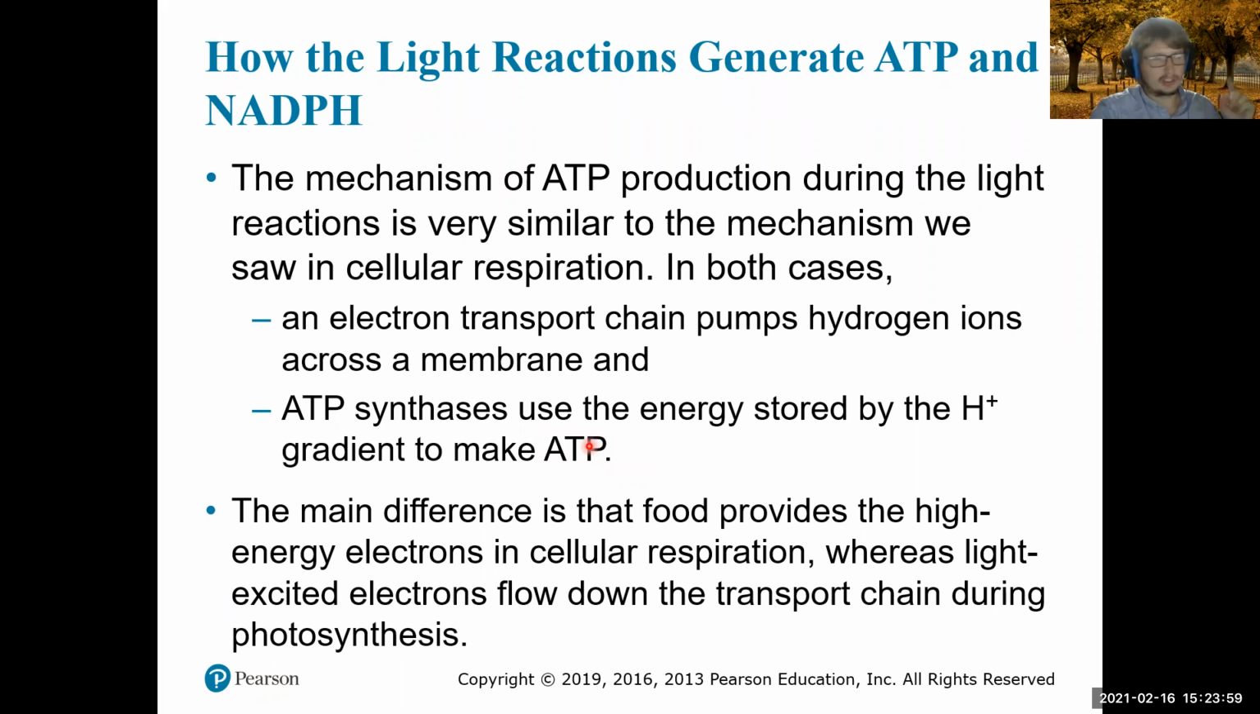The main difference, though, is that the food provides the high energy electrons in cellular respiration, whereas light is providing the energy for photosynthesis. So it's those organic molecules, glucose, providing energy in cellular respiration, sunlight for photosynthesis.